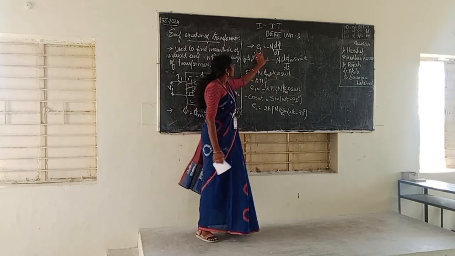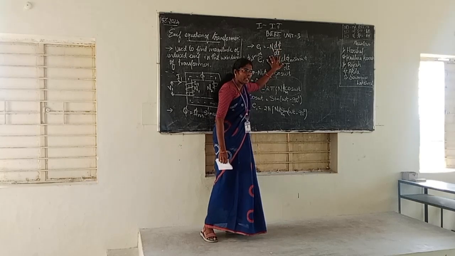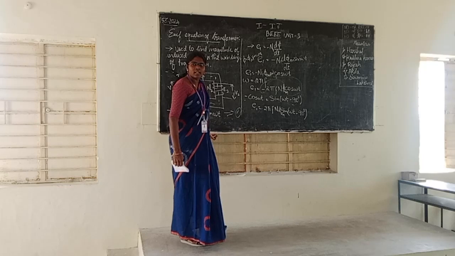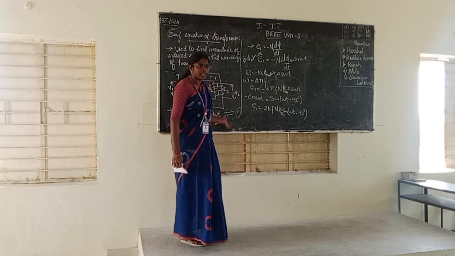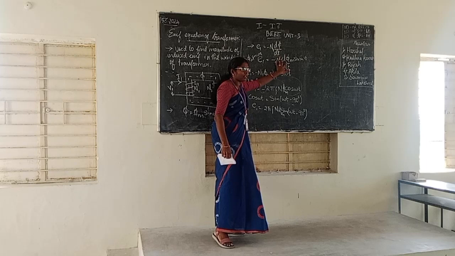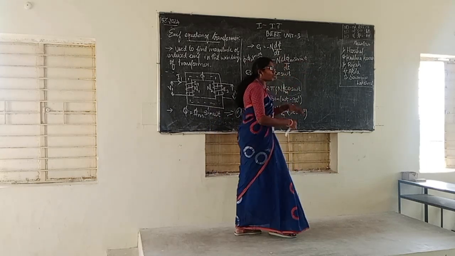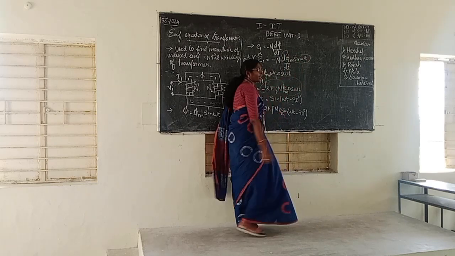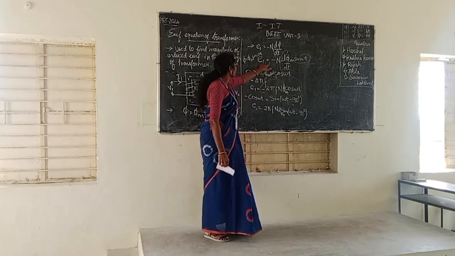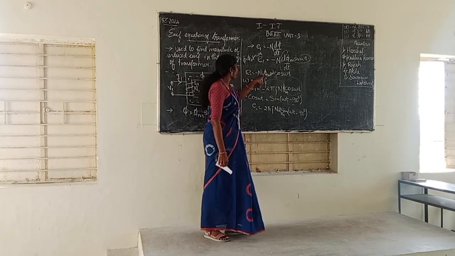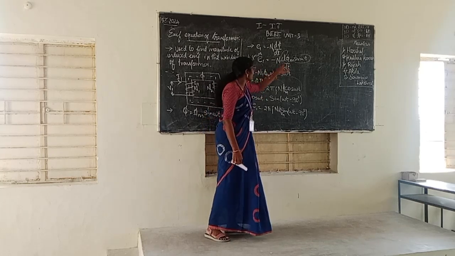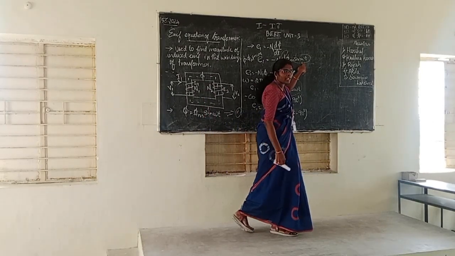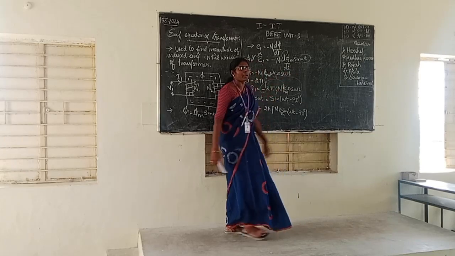Okay. So E1 is minus N1 dφ by dt. Next, what have we substituted? The value of φ which we have known, that is the maximum value φm into sin ωt. I have just substituted that in place of φ. Next, I am differentiating d by dt of sin ωt, which is cos ωt. Instead of minus N1, the φm will remain, since it is constant, and will come outside. If I differentiate sin ωt, it becomes ω cos ωt.